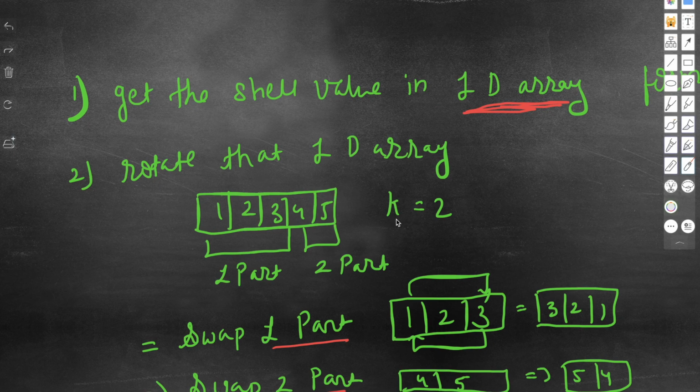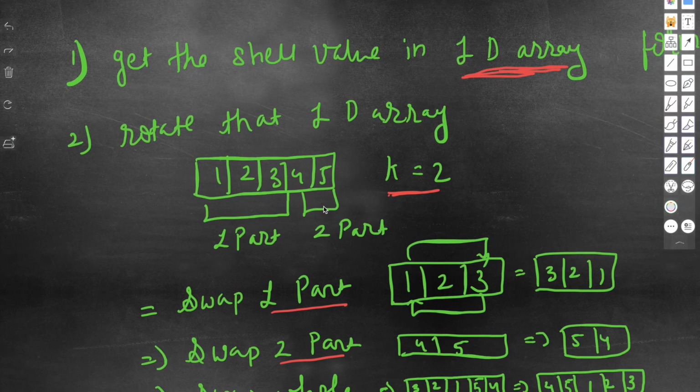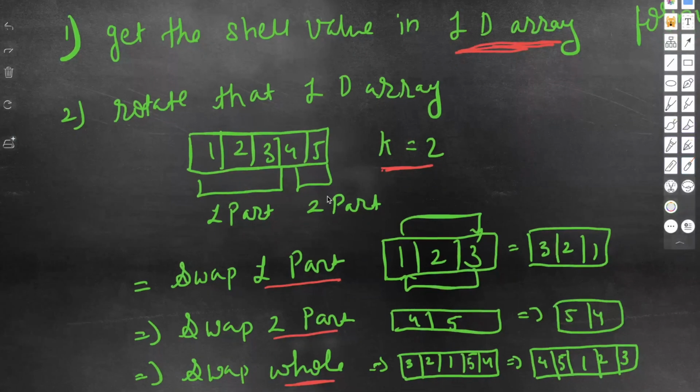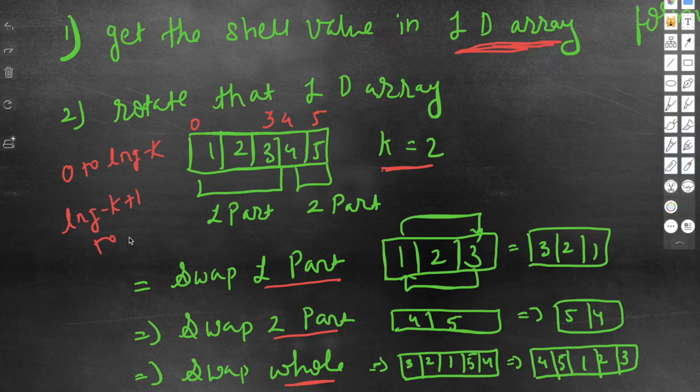Okay, we have been given k rot. So k is basically nothing but the rotation. I hope you know how to rotate a 1D array. Let me give a brief. If you want to rotate a 1D array, we will divide the array into two parts. One part will be 0 to length minus k, and another part is length minus k plus 1 to length. So these are the two parts.